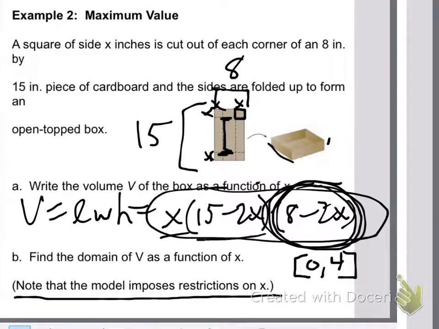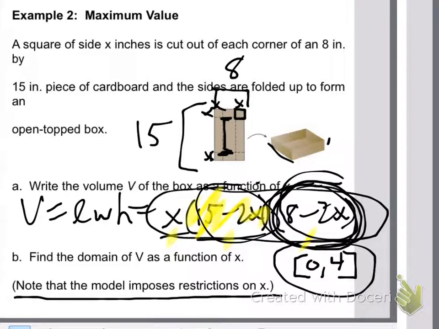Now, we don't have to worry about that in the domain, because 0 to 4 will work for all three factors. So some of you might say, well, why won't you just take 15 minus 2x and set that equal to 0? Well, you could. You get 7.5. The problem is that any numbers bigger than 4 for this one make it bad. So it doesn't matter what this is, because 7.5 is great, but everything from 4 to 7.5 is bad. So you've got to stick with this.